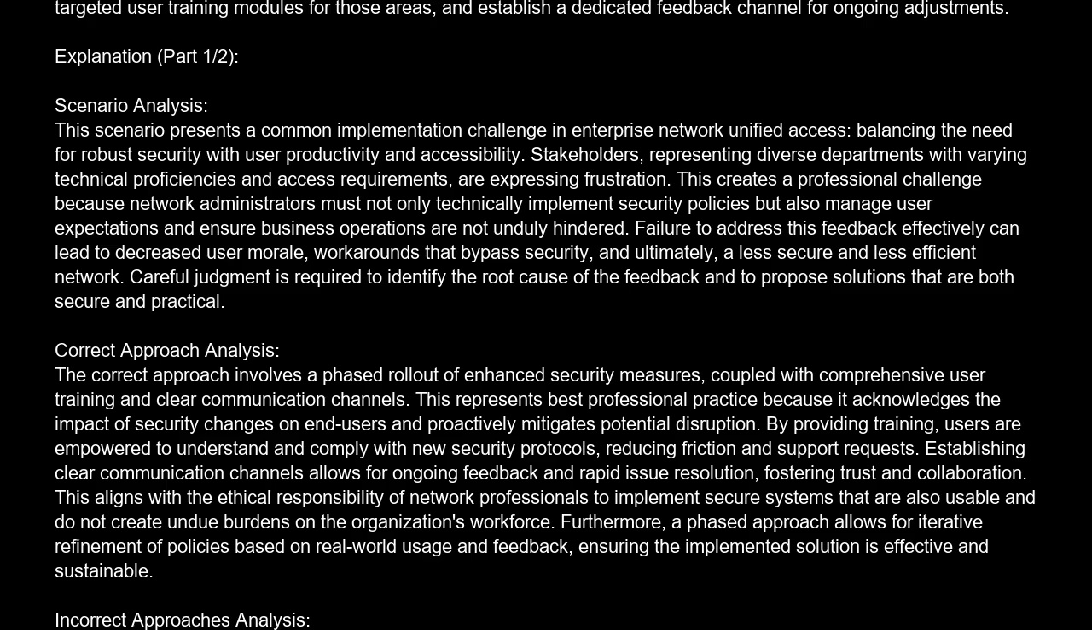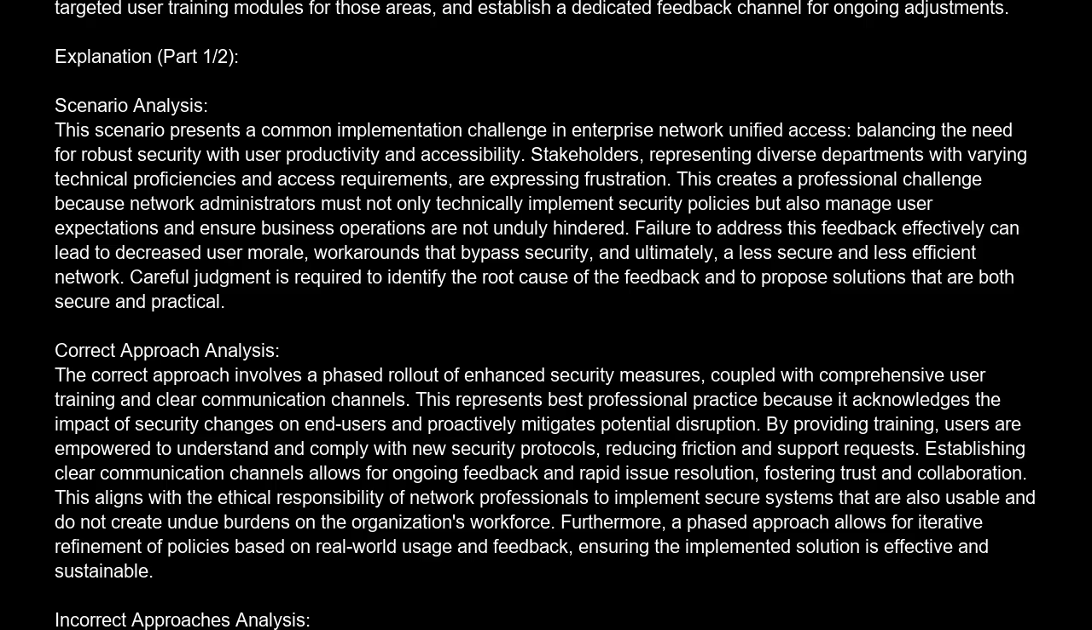The correct approach involves a phased rollout of enhanced security measures, coupled with comprehensive user training and clear communication channels. This represents best professional practice because it acknowledges the impact of security changes on end users and proactively mitigates potential disruption. By providing training, users are empowered to understand and comply with new security protocols, reducing friction and support requests. Establishing clear communication channels allows for ongoing feedback and rapid issue resolution, fostering trust and collaboration.